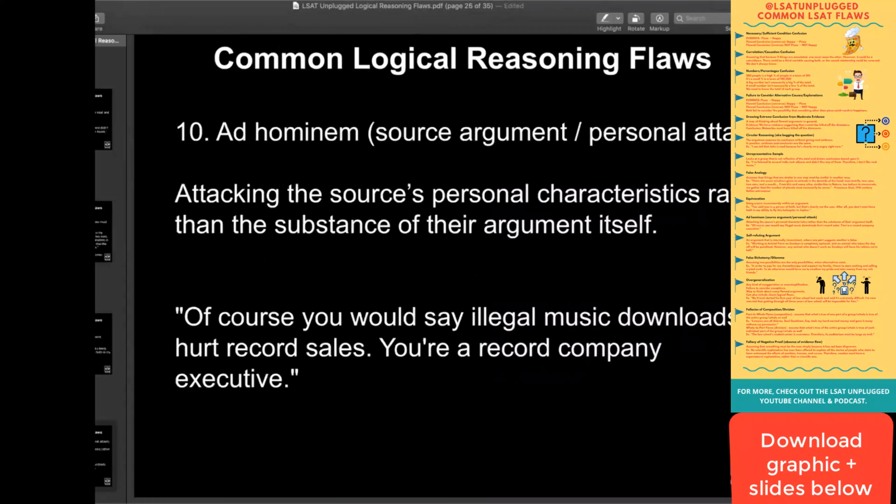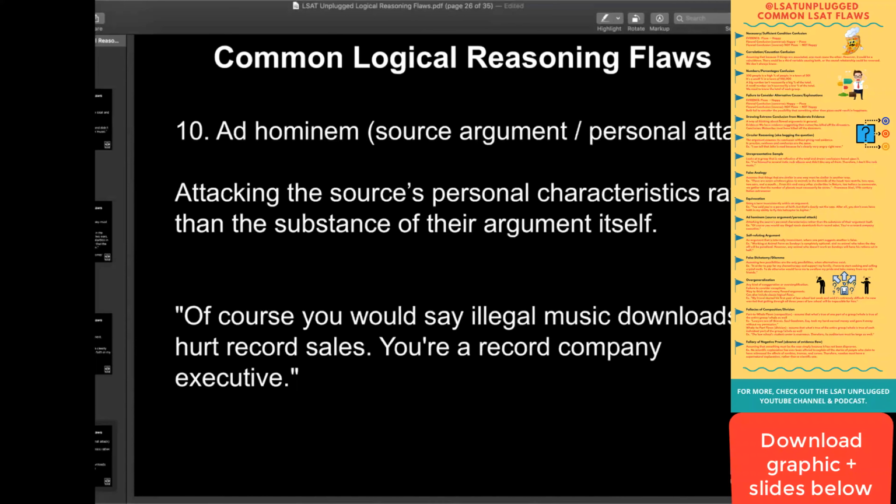Then we have number 10, an ad hominem personal attack. That one, of course, is quite well known to, I think, everyone. And that one is when you're attacking someone's personal characteristics rather than the substance of their argument itself. So, of course, in this case, a record company executive who says illegal music downloads hurt record sales, or illegal music downloads are a problem. The record company executive is obviously biased. Therefore, we shouldn't take what they say seriously.